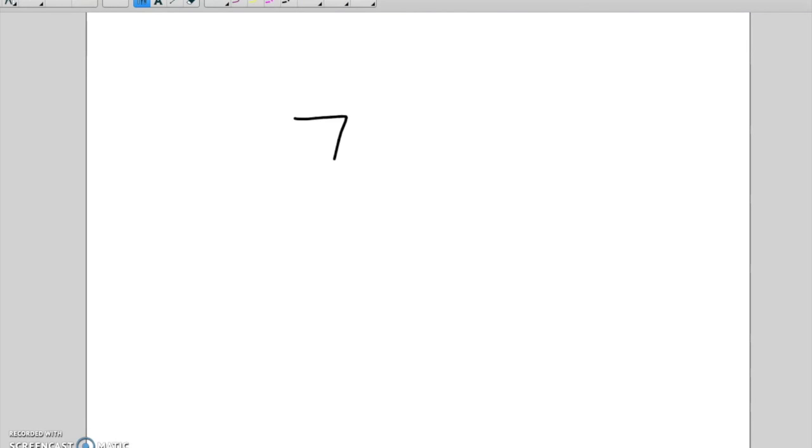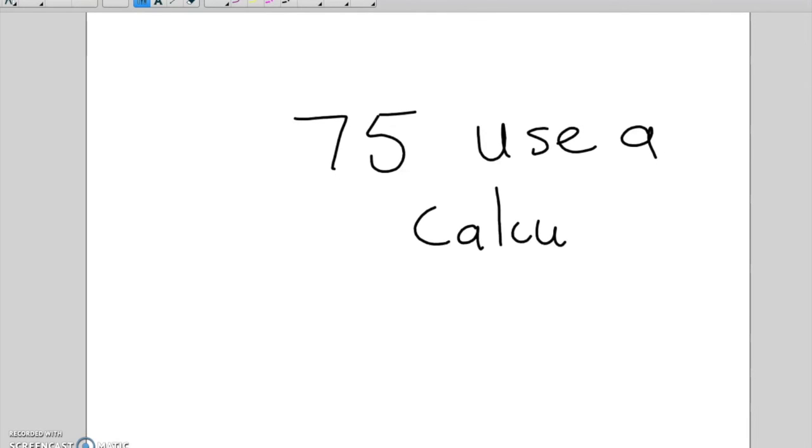Once you hit 75, you can use a calculator. Okay? The rest you shouldn't need to because they're just not that hard, and you need to know how to figure this out without a calculator as well.